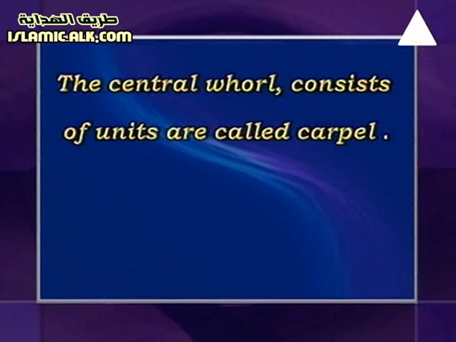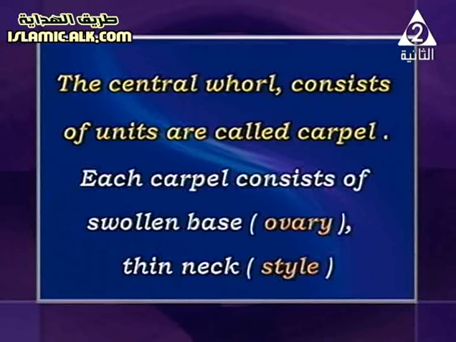As we said, each carpel consists of 3 main parts. First, the swollen part at the bottom, in the center of the flower, which we call the ovary. After the ovary, it carries one, or maybe 2 fused together, as we're going to study, a thin part called the style. Finally it ends with a sticky part we call the stigma, to receive pollen grains.